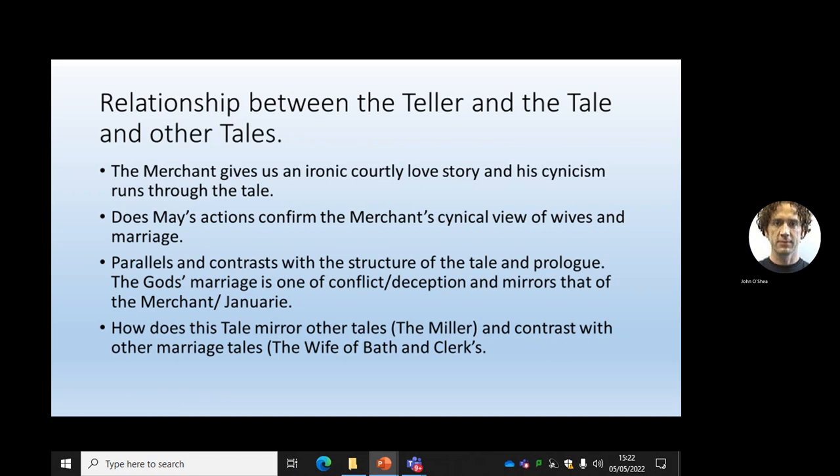And the Canterbury Tales start off with a true courtly love romance, and this is a parody of a courtly love romance. So knowing something about how the tale relates to the other marriage tales would be important. The Miller tells a tale about adultery and marriage as well. The Knight tells a tale about courtly love, which is a pure courtly love romance. And the Clerk tells a tale about a true, honourable, faithful wife. And so this tale is a response to other tales. You should be aware of that.